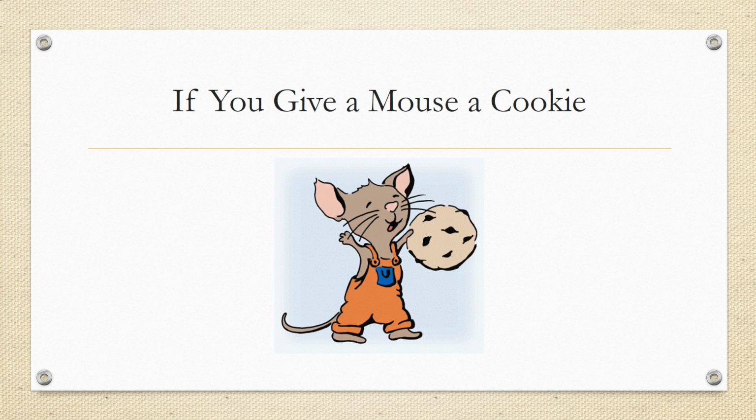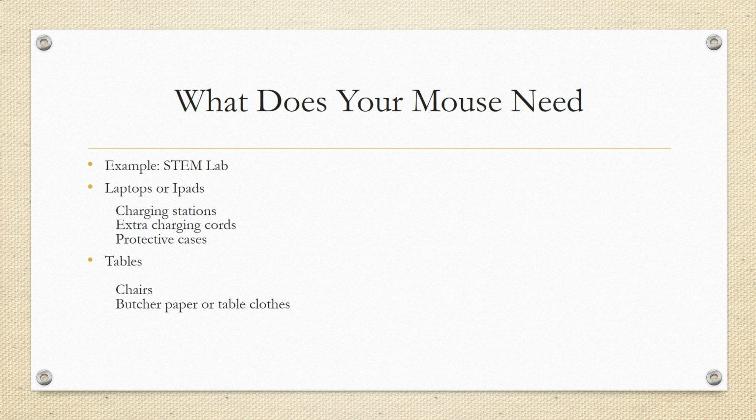And so this kind of gives you a good idea of what to look for when you're looking at a grant, is the trail to follow. So anytime that you start going through a grant, start thinking about this children's book. If you give a mouse a cookie, what will it need? And a good example of this that we've seen in the past, what does your mouse need?